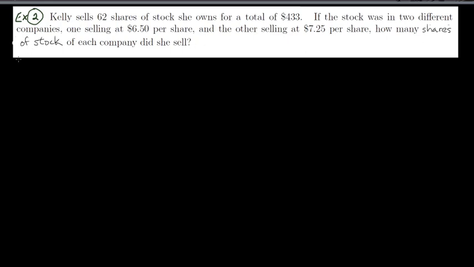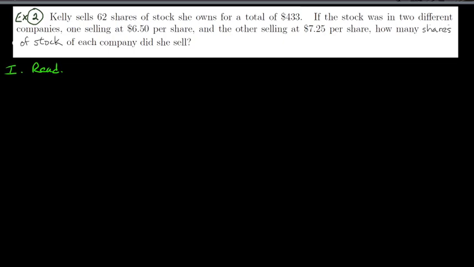So the first thing is make sure you read the question carefully. So Kelly sells 62 shares of stock she owns for a total of $433. If the stock was in 2 different companies, one selling at $6.50 per share, the other selling at $7.25 per share, how many shares of stock of each company did she sell? Right. So the question is how many shares of stock, right?